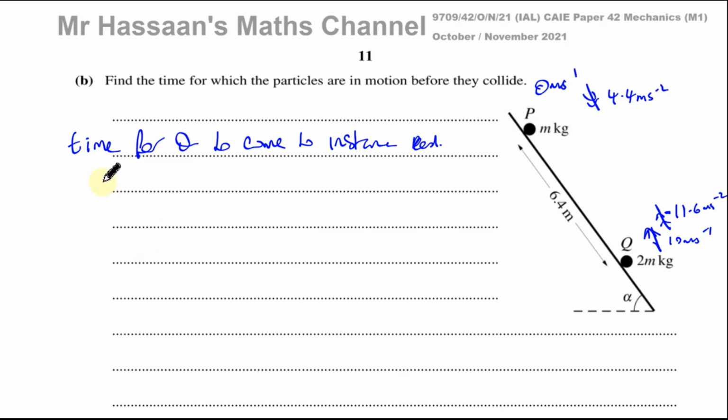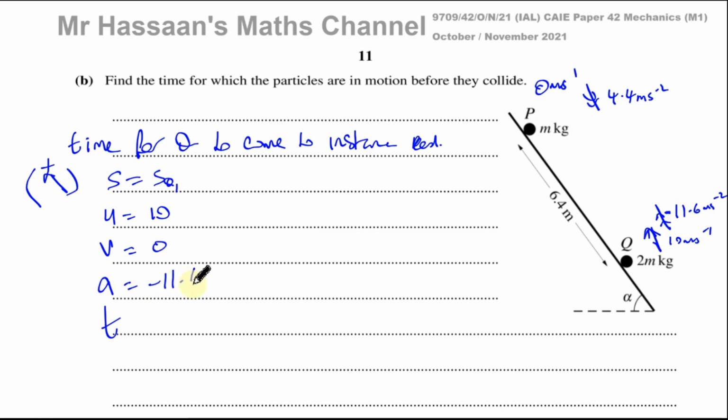So how long does it take for Q to come to rest? Let's use our suvat equations and see. We don't know S. Let's call that SQ1. U is 10 meters per second. I'm going to take up the plane as positive because it is being projected up the plane. V, we want to find when it comes to instantaneous rest, so that's going to be 0. A is minus 11.6 meters per second squared. And T, I want to find what that time is. Let's call it T1.